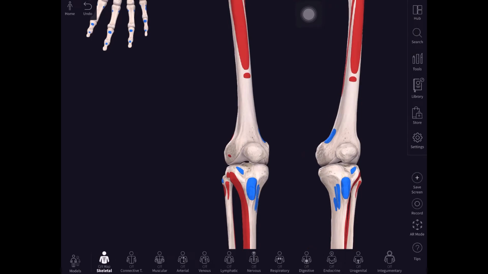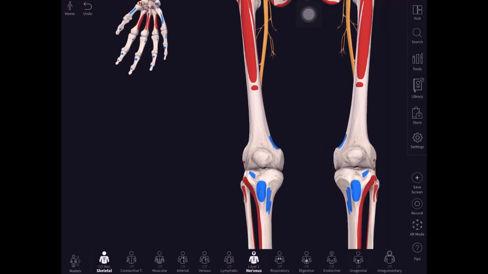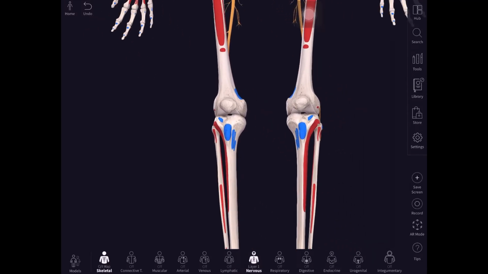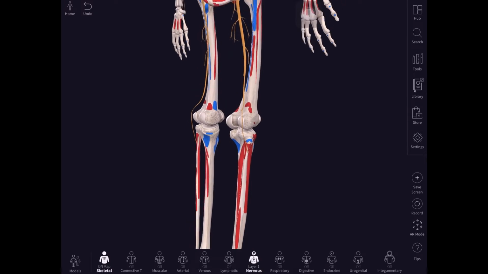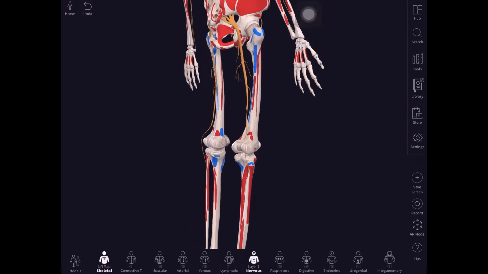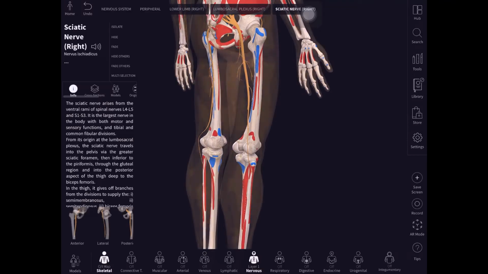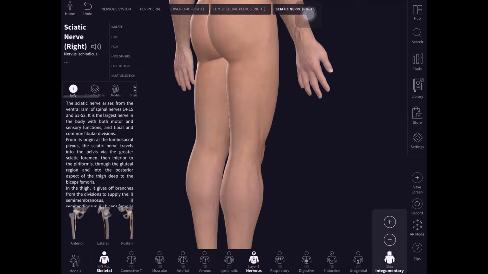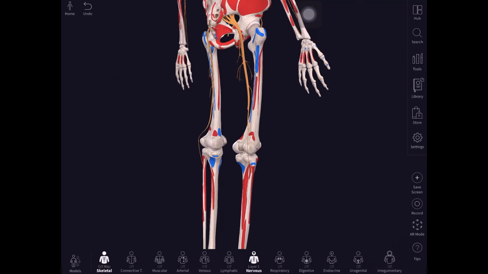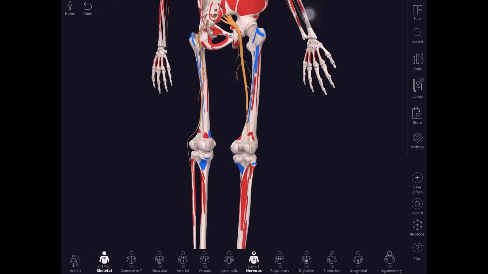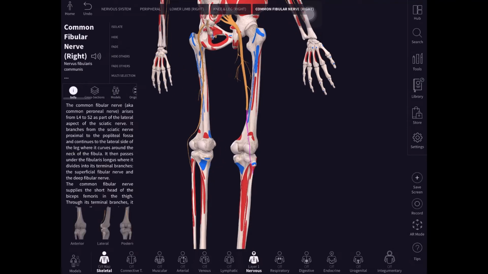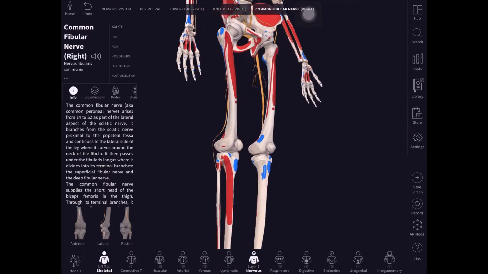Okay, so now we need a nerve here. So first let us bring the nerve. Now you can see in this picture, if I turn this back, that's the sciatic nerve. This thick nerve is the sciatic nerve, which is dividing here and giving rise to, you can see, this portion, a small twig, that's your common peroneal nerve. It is also called the common fibular nerve.